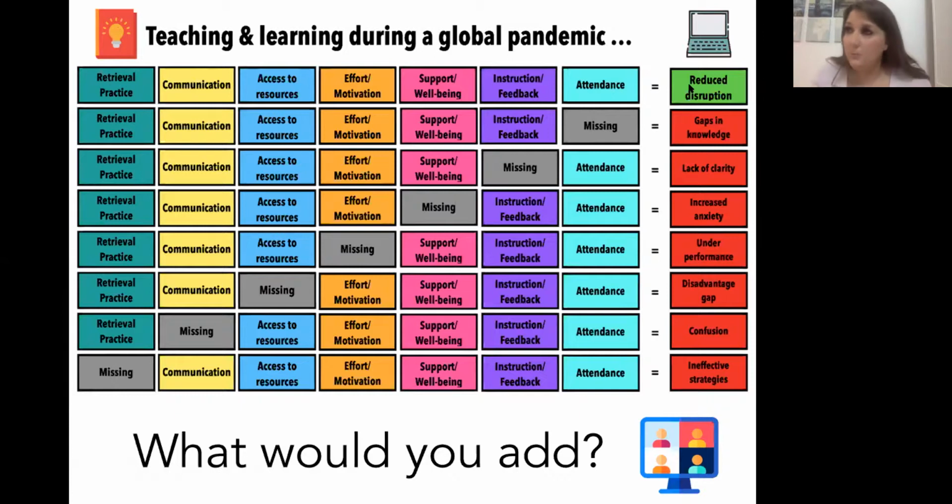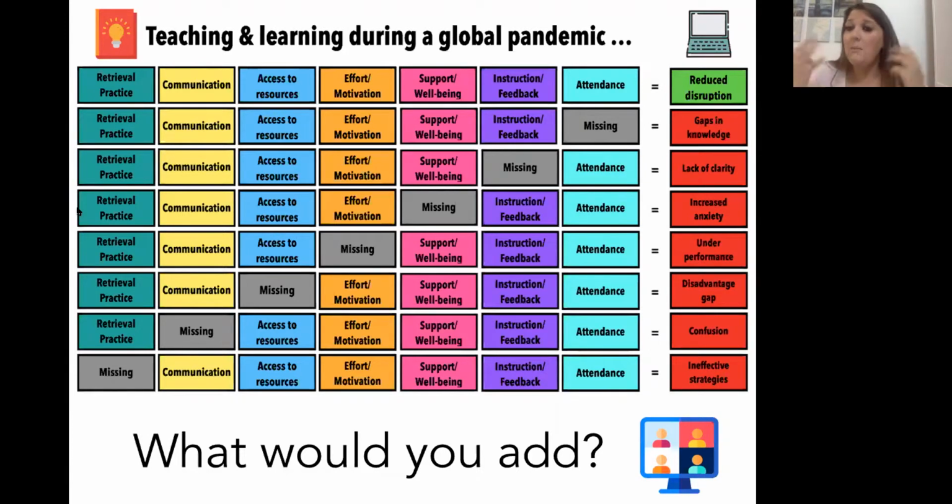This talk of a catch-up, we don't have a time machine. We have to have some sort of acceptance of what has happened, but also, okay, how can we try and find those gaps in the knowledge and close them? And if there have been issues with attendance, perhaps due to COVID or due to bereavement, then retrieval practice, when done in an enjoyable, engaging and low stakes way, will identify the gaps in knowledge so that we can close them. If there's been a lack of instruction and feedback, there'll be a lack of clarity. With a lack of support and well-being, we know students will have increased anxiety. We can link that back to retrieval practice.